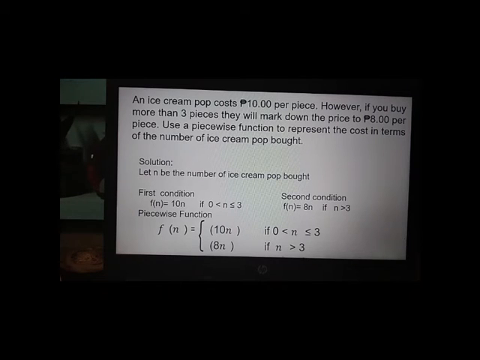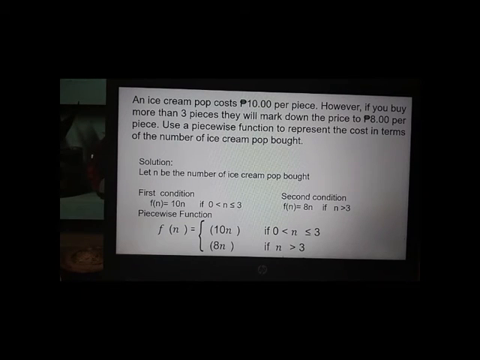Okay, writing this into a piecewise function, f of n is equal to 10n if n is greater than 0 but less than or equal to 3. And another formula is that you will have 8n if n is greater than 3.